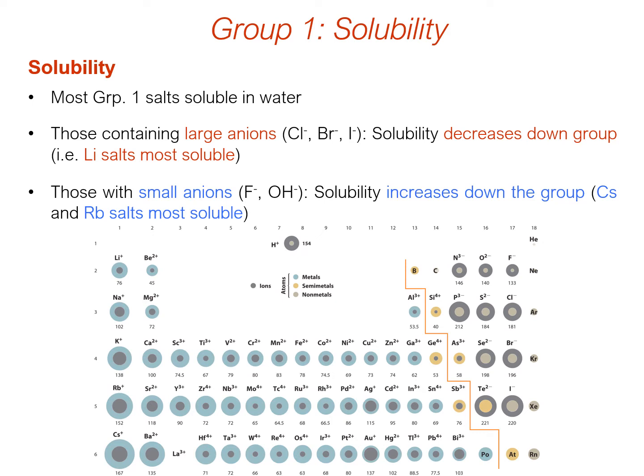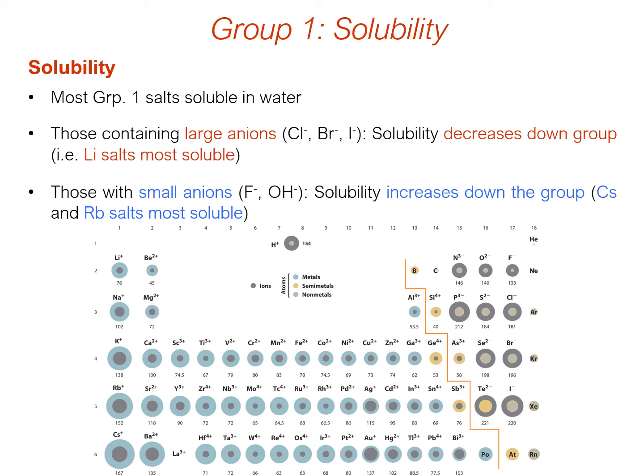But when we think of the lattice energy of group 1 salts, it's much lower than those of group 2, for example, because the charges are only 1 plus, 1 minus. So there are weaker interactions, therefore lower lattice energy. So in general, most group 1 salts are fairly soluble in water. There are, however, still trends.